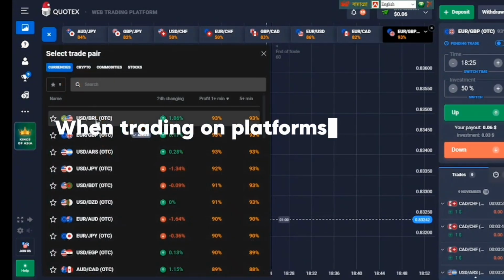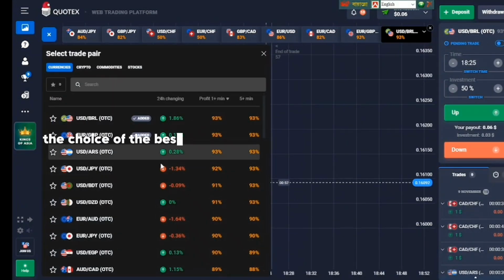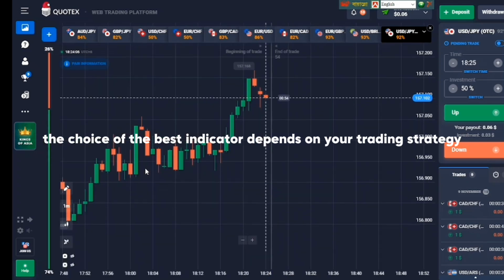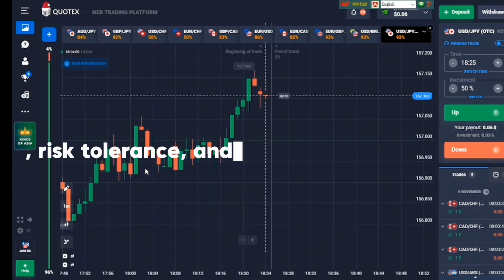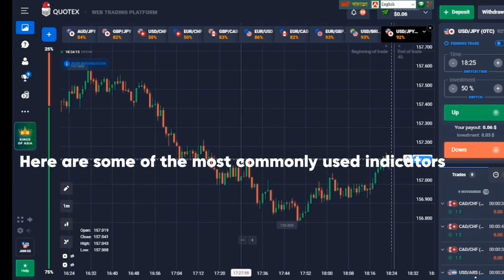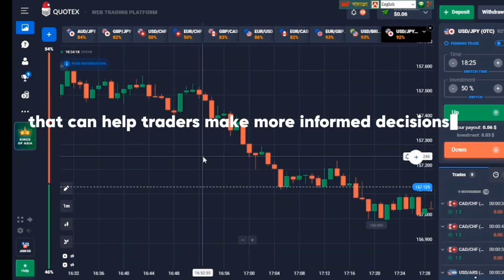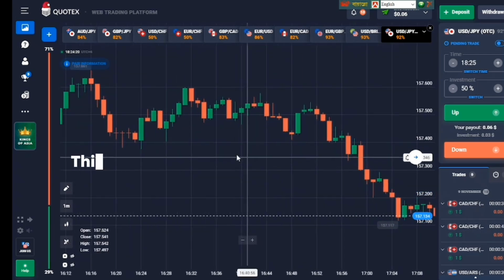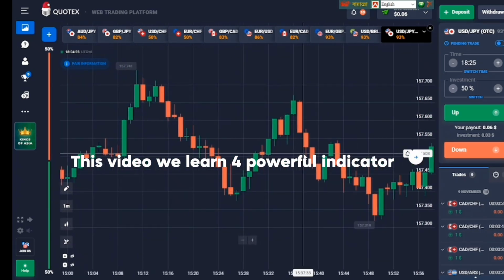When trading on platforms like Quotex, the choice of the best indicator depends on your trading strategy, risk tolerance, and market conditions. Here are some of the most commonly used indicators that can help traders make more informed decisions. In this video we learn four powerful indicators.